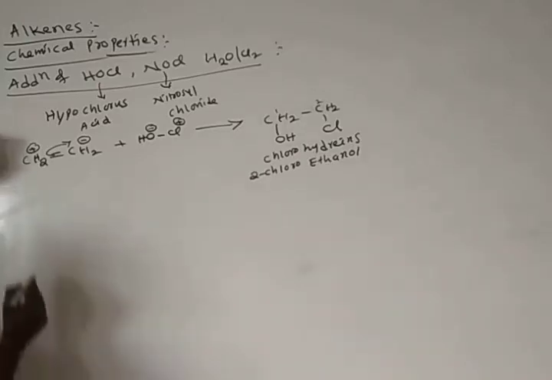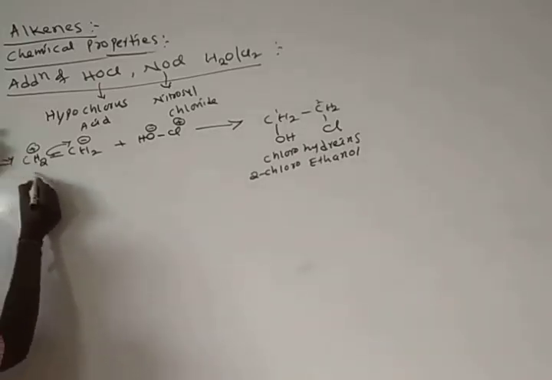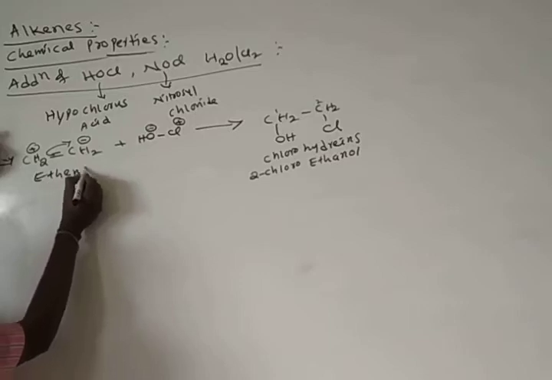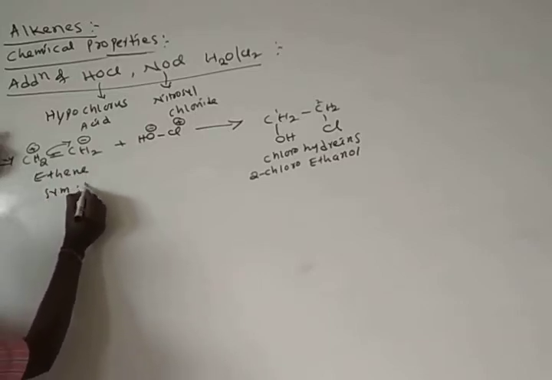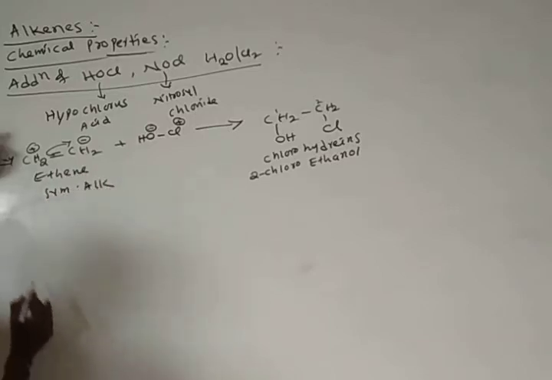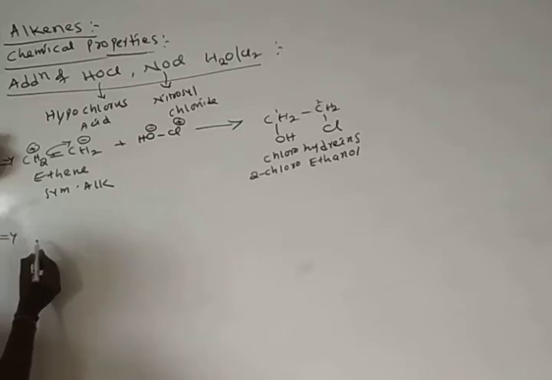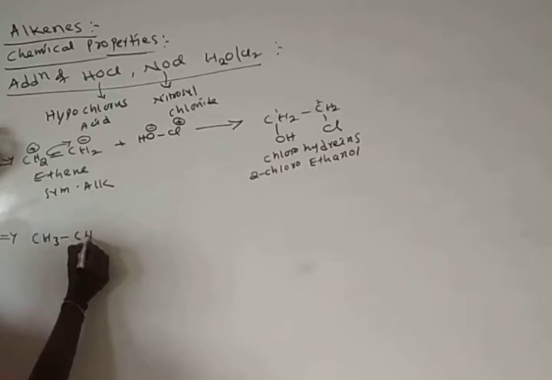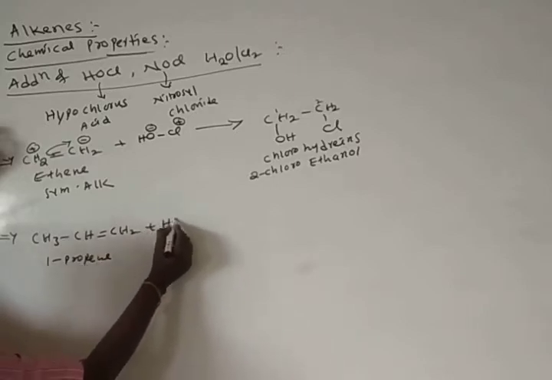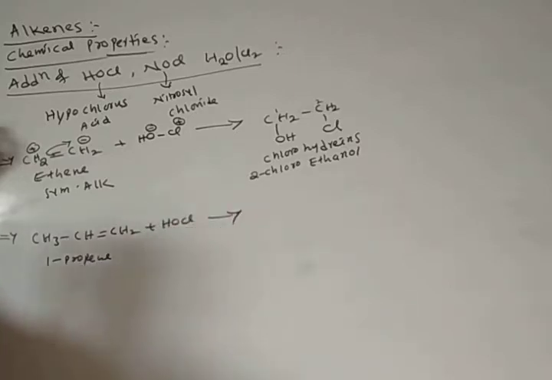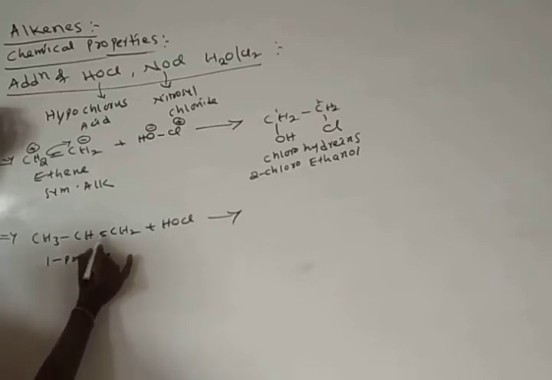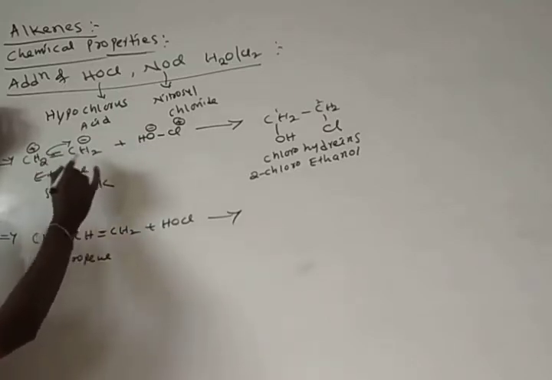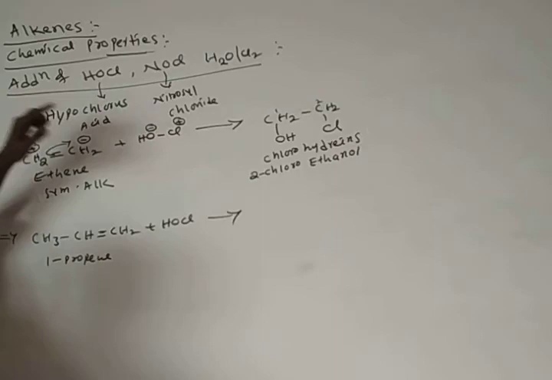What about the unsymmetrical alkenes? This is ethene, a symmetrical alkene. Next, here I am taking an unsymmetrical alkene. Unsymmetrical alkene means, as we already know, 1-propene. 1-propene addition with HOCl. See, these electrons here, both carbons are the same. Nothing will happen, only one product is obtained.